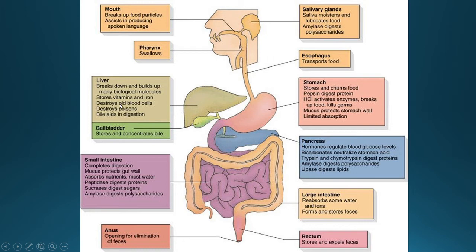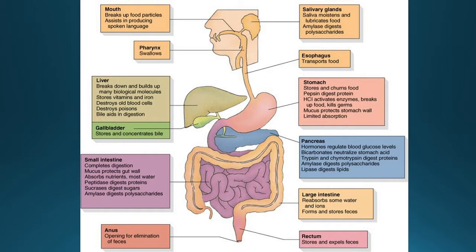Then coming to the liver guys, it is a very important part of the human digestive system. The first point is it breaks down and builds up many biological molecules. Second, it stores vitamins and iron. Then it destroys old blood cells and poisons, and it produces the bile juice, which aids in digestion. So it helps in digesting protein and a little bit of carbohydrates.